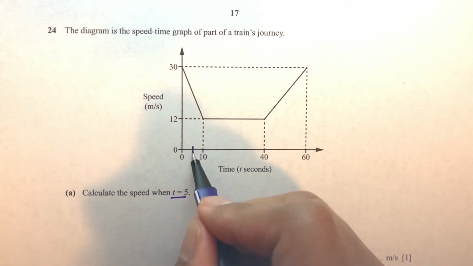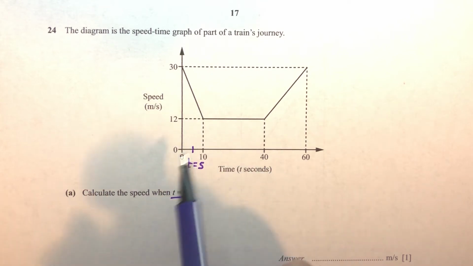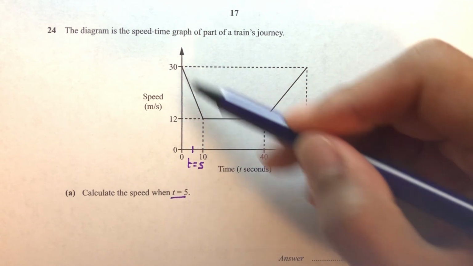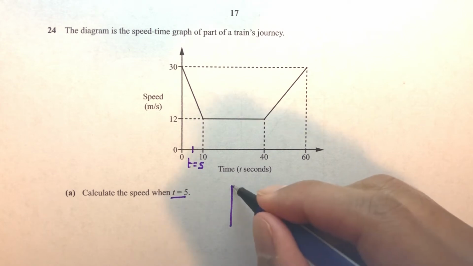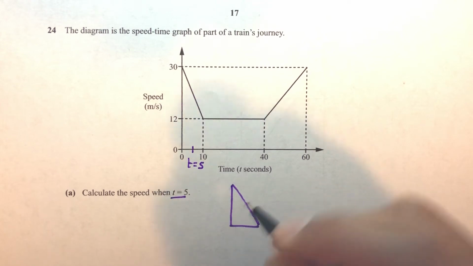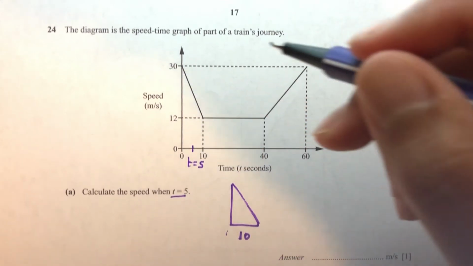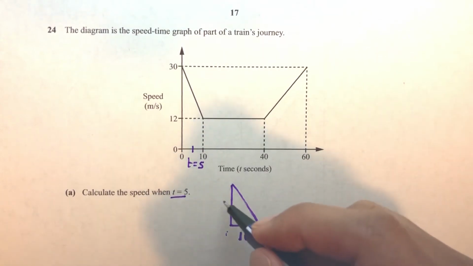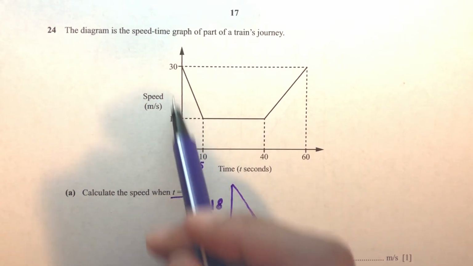So at this point, t is equal to 5. So we can use proportion. So what I mean is, you see there's a triangle for this shape. So we have a big triangle, which is t equal to 0 until t equal to 10. So the length is 10, and this height is 30 minus 12, which will be 18 for the height. So 10, 18 for that height.